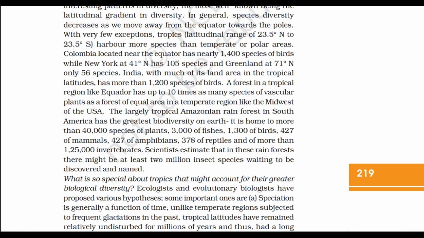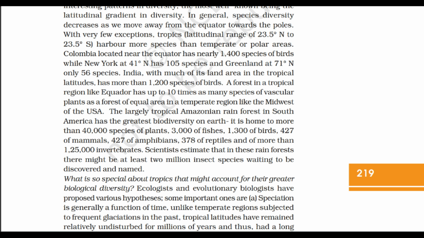With very few exceptions, tropics, latitudinal range of 23.5 degree north to 23.5 degree south, harbor more species than temperate or polar areas. Colombia, located near the equator, has nearly 1,400 species of birds, while New York at 41 degree north has 105 species, and Greenland at 71 degree north only 56 species. India, with much of its land area in the tropical latitudes, has more than 1,200 species of birds. A forest in a tropical region like Ecuador has up to 10 times as many species of vascular plants as a forest of equal area in a temperate region like the Midwest of the USA.